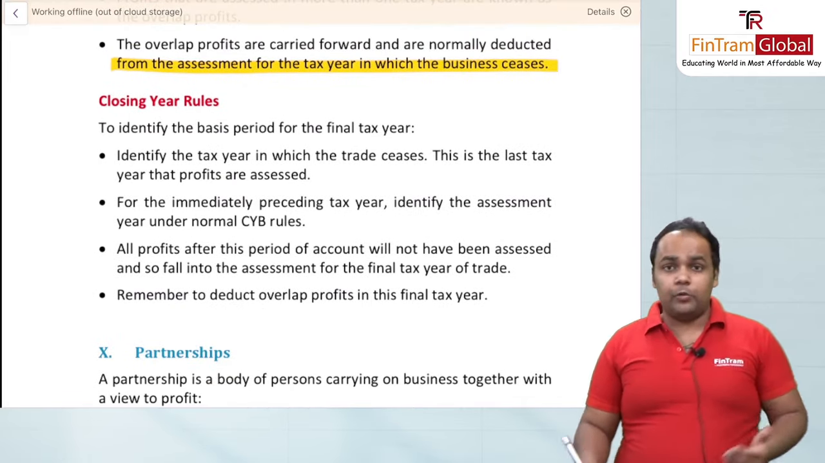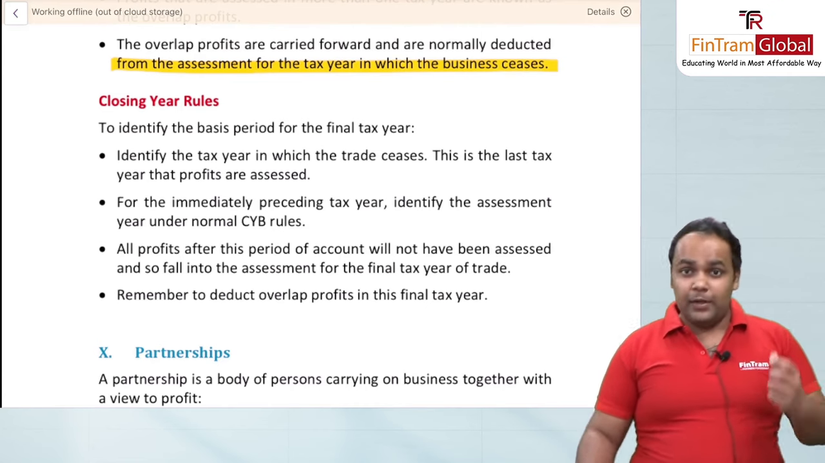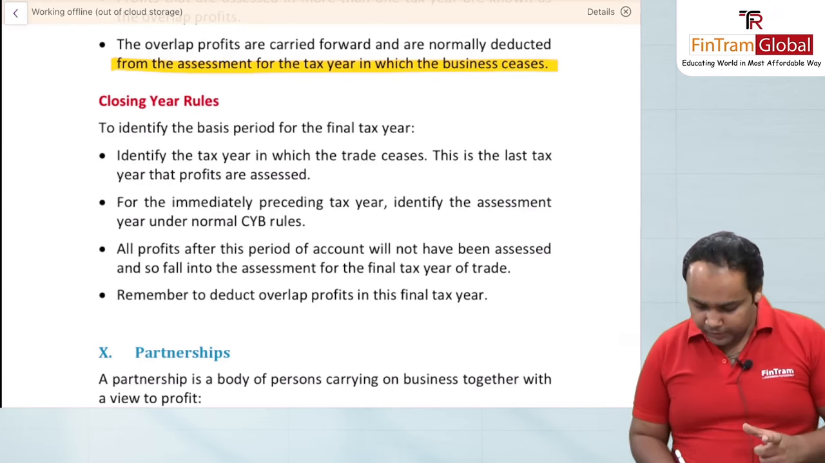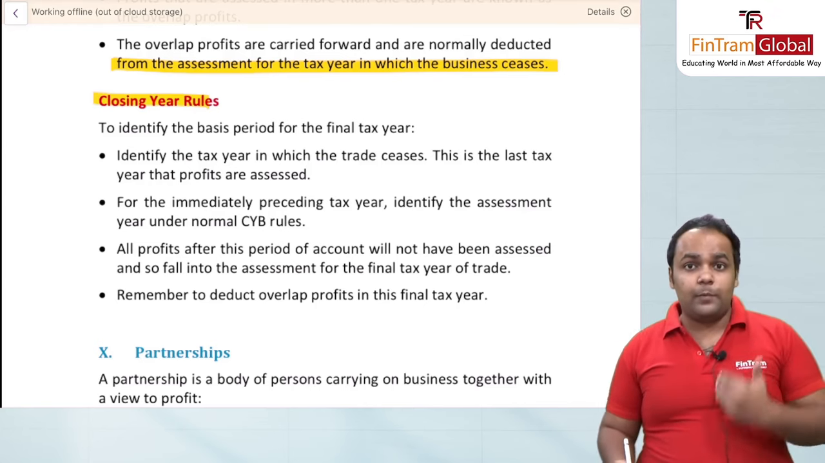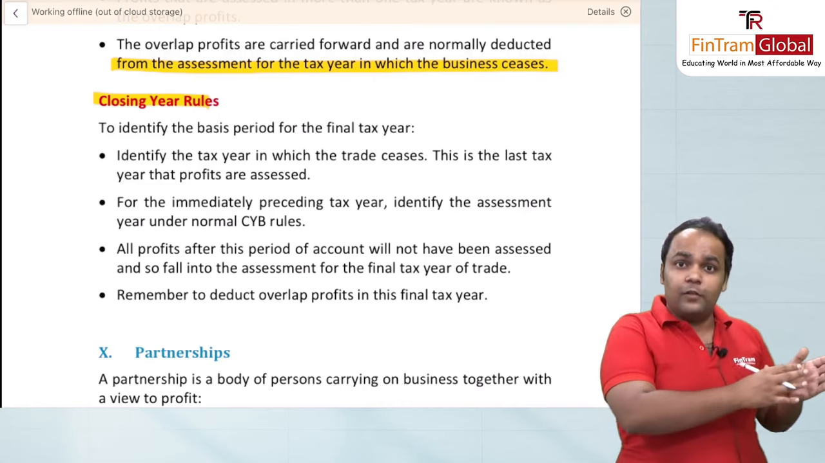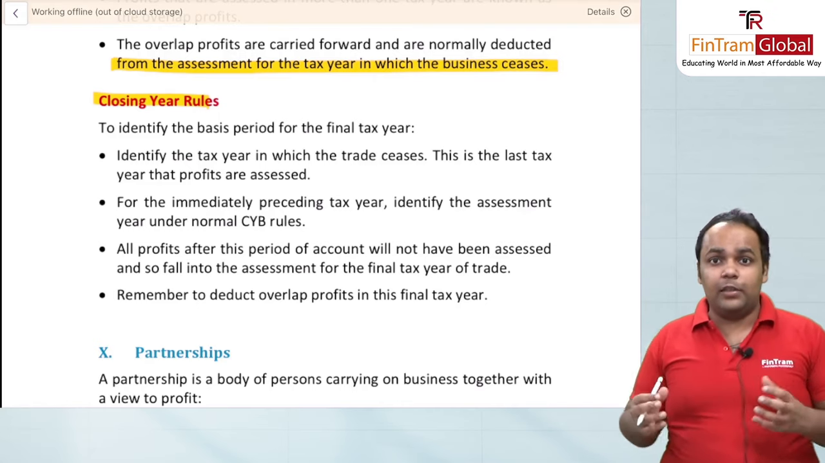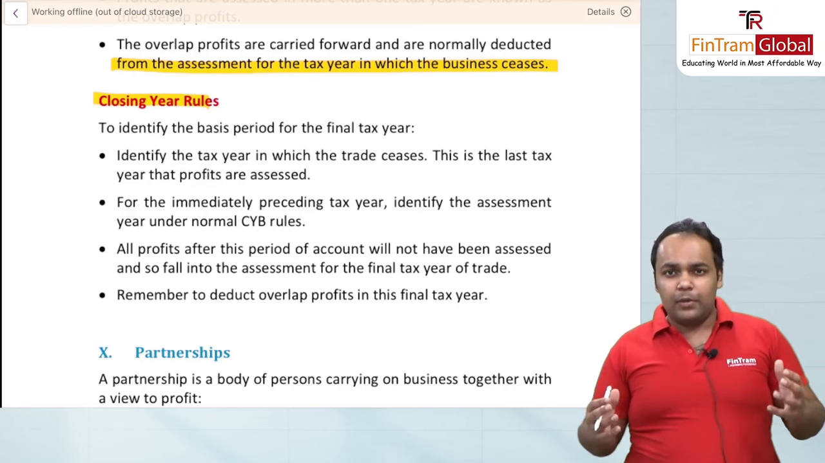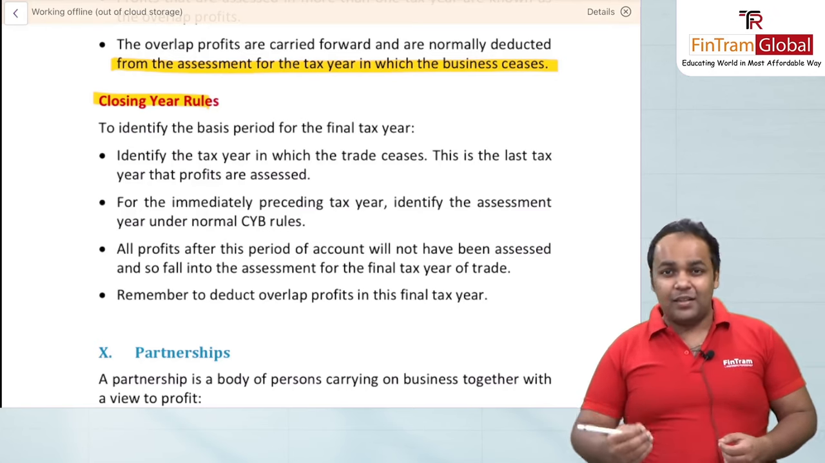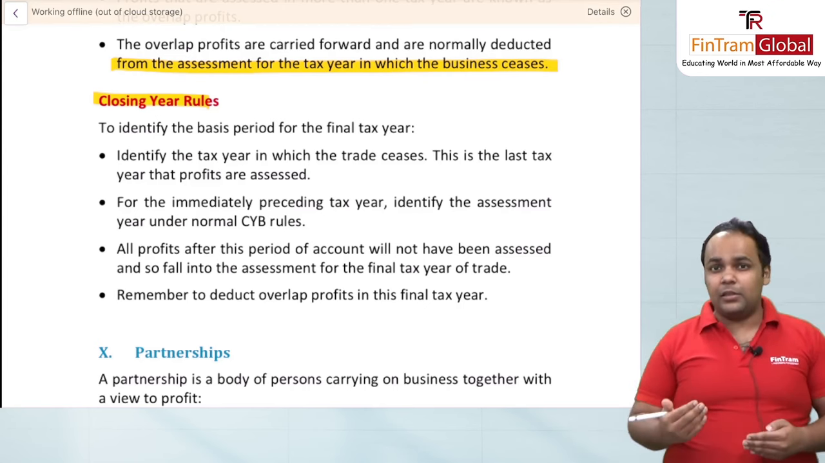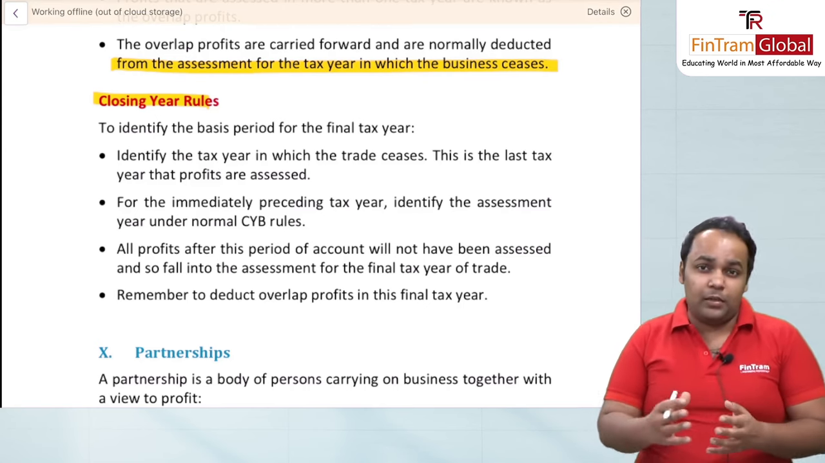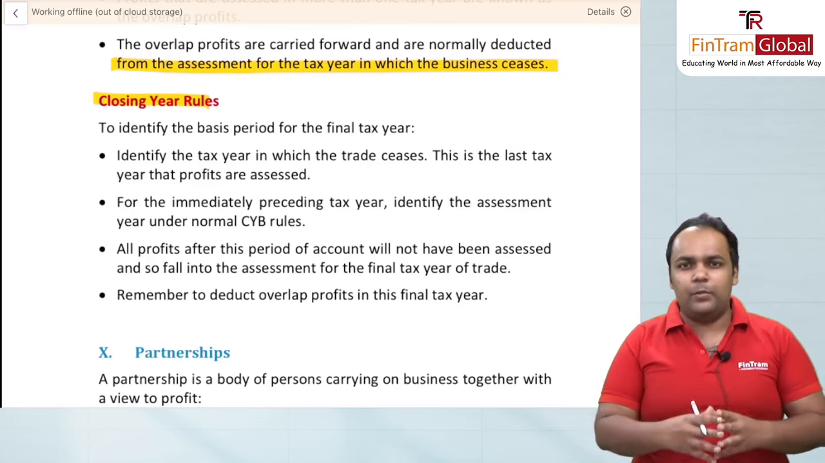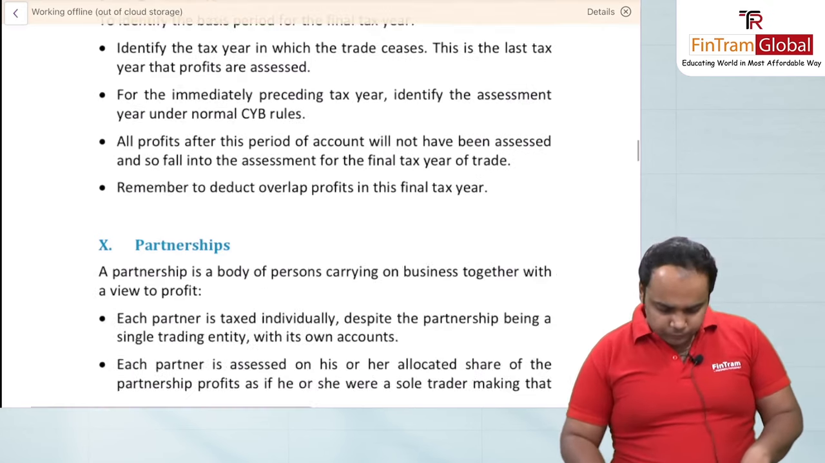So, just like opening year rules, we also have closing year rules where we identify the profits in the final year and, of course, deduct the overlap profits from the opening year rules to calculate the final year, ceasing year profits. And we did a lot of examples on this. Again, this is something that might be tested as an MCQ or a case study, but all these concepts should be very well understood using illustrations.